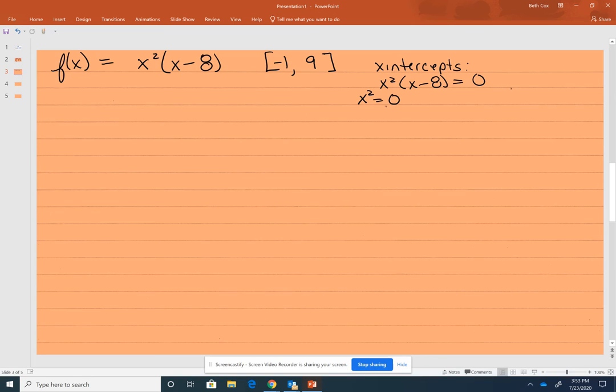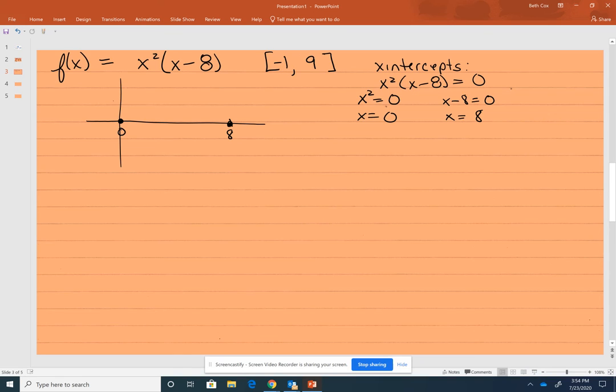When x squared equals 0, x equals 0, and x minus 8 equals 0, x equals 8. So 2 x-intercepts. One at 8, and I have one at 0.